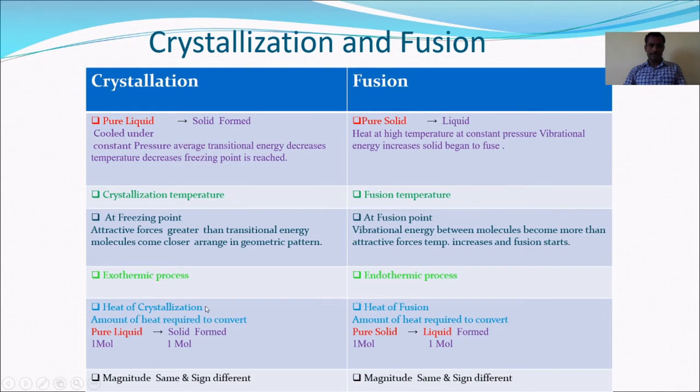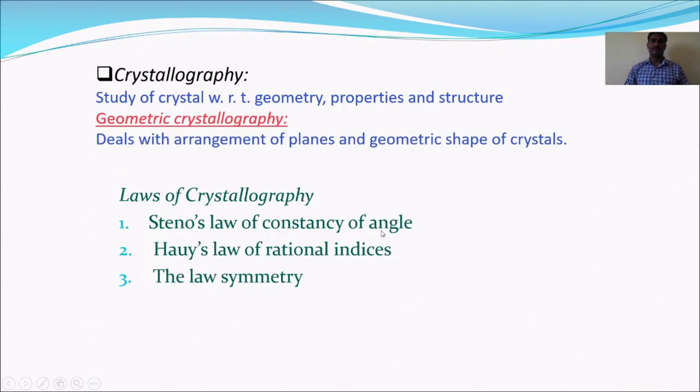Heat of crystallization is the amount of heat evolved when 1 mole of pure liquid is converted into 1 mole of pure solid. Heat of fusion is the amount of heat required to convert 1 mole of pure solid into 1 mole of pure liquid. Heat of crystallization and fusion have the same magnitude, but their signs are different because crystallization and fusion are opposite processes.